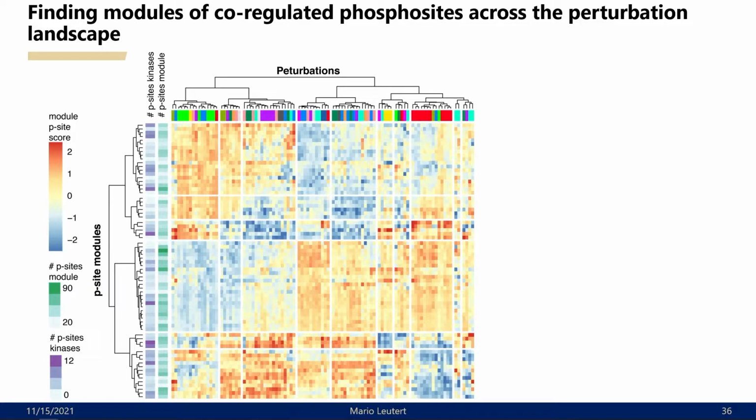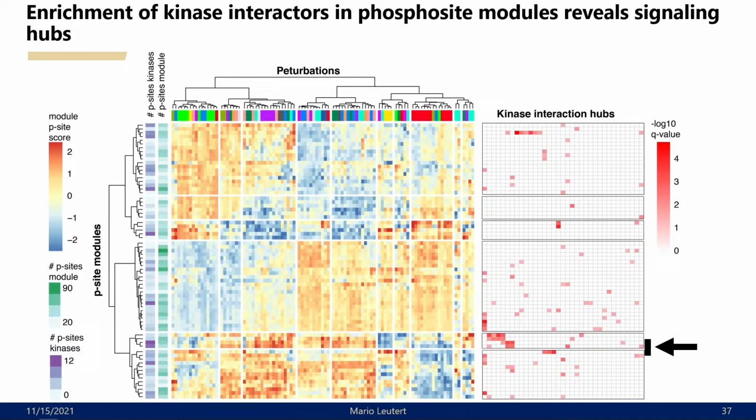So we did this, and then we looked for phosphorylation sites which are co-regulated. That means, over the whole perturbation landscape, are they going up in a similar way, or down, or how do they look? We grouped phosphorylation sites which are regulated in a very similar manner into modules. A module would, for example, be a group of 30 phosphorylation sites that show very similar responses across the whole perturbation landscape.